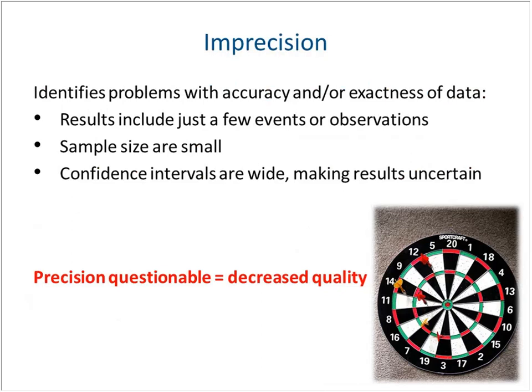The next criteria is imprecision. And this is something that you may notice as you read abstracts during the inclusion-exclusion or article selection process. Imprecision identifies problems with accuracy and or exactness of the data. So kind of like this dartboard that you see here, you see that the darts are all over the place. So if you notice that those findings, those results are all over the place, that's what's called imprecision. And that can potentially relate back to inclusion-exclusion criteria and your article selection process through sample size.